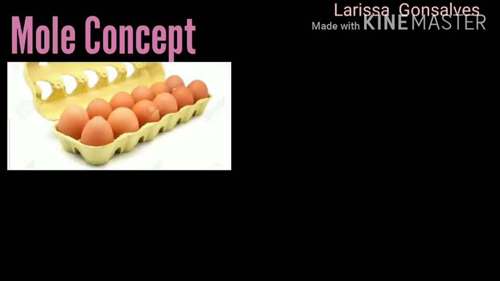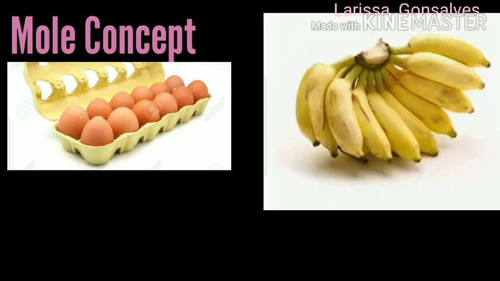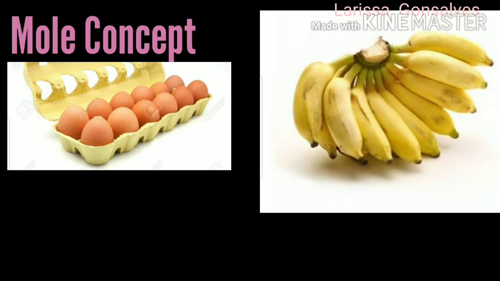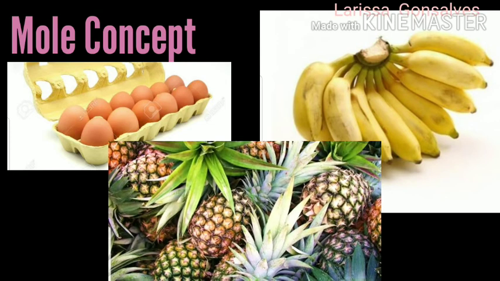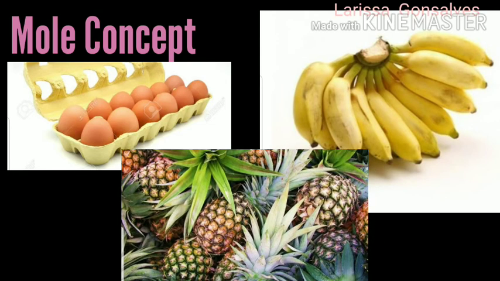When you go to market and if you want to buy a dozen of eggs, you will get 12 eggs. If you want to buy a dozen of banana, you will get 12 bananas. If you want to buy a dozen of pineapple, you will get 12 pineapples. But will the mass of 12 eggs, 12 bananas and 12 pineapples be same? Of course not. Which means when we say 1 dozen, the number 12 remains constant, but the mass is going to differ depending upon the substance. Hence we can use the same concept for finding moles.